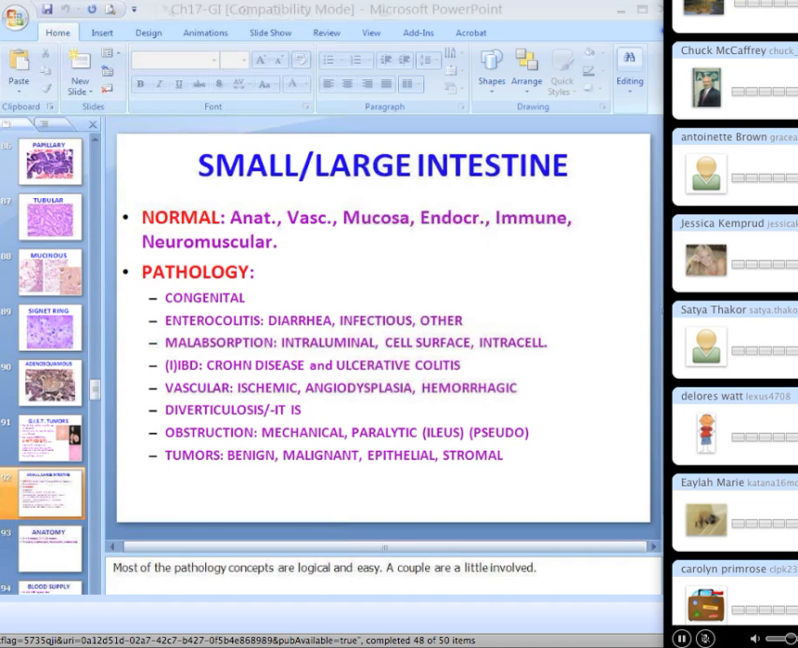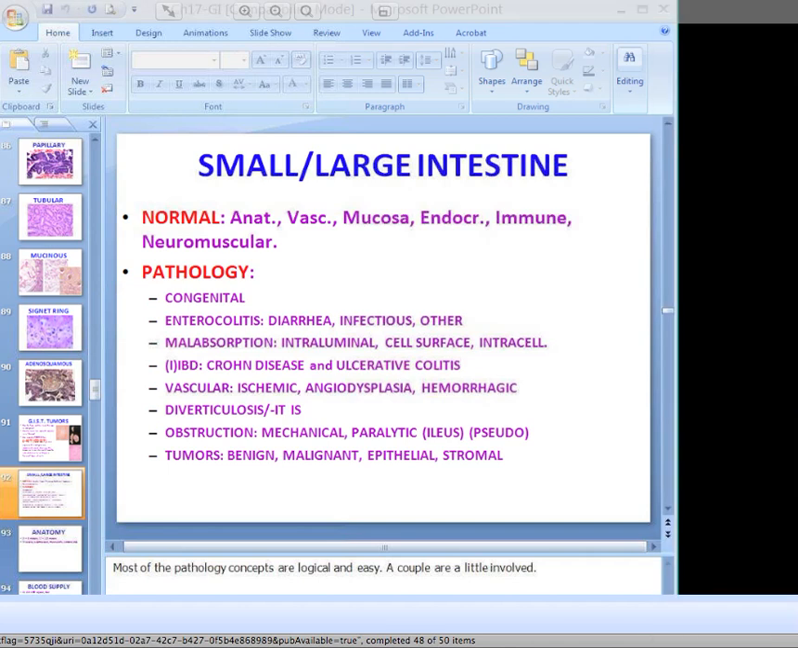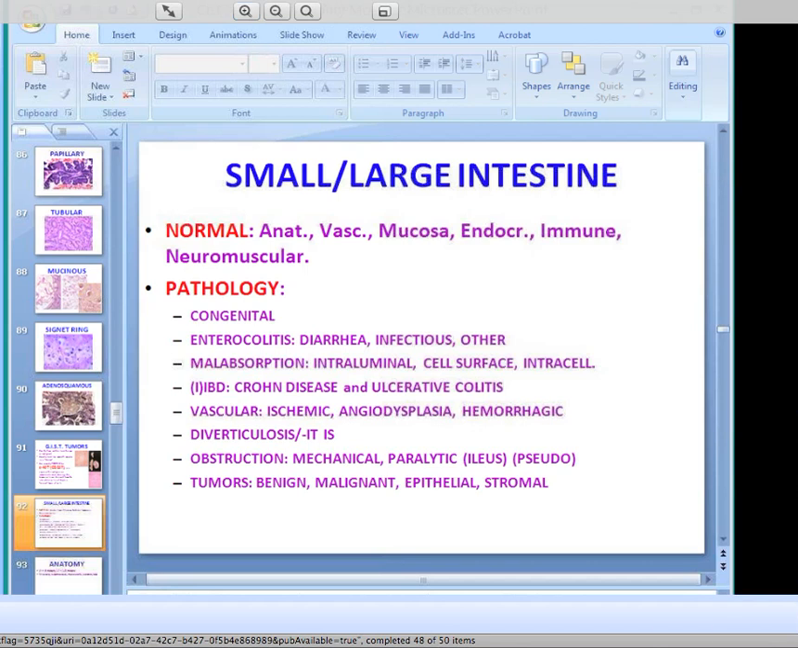And then we're going to get into the big topic of diarrhea and colitis, how they relate to each other clinically and pathologically. We'll talk about malabsorption phenomena and how to visualize it from a pathology and pathophysiology point of view. We're going to talk about the big topic of IBD, which is inflammatory bowel disease, technically Crohn's disease and ulcerative colitis.